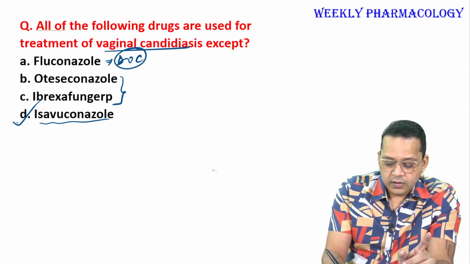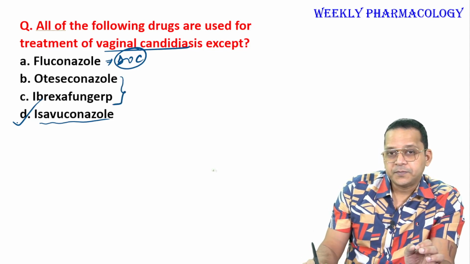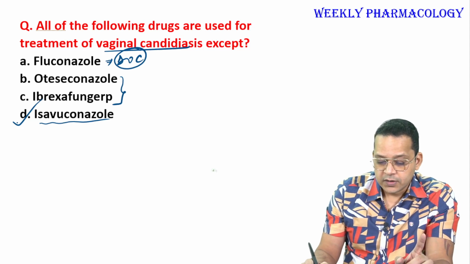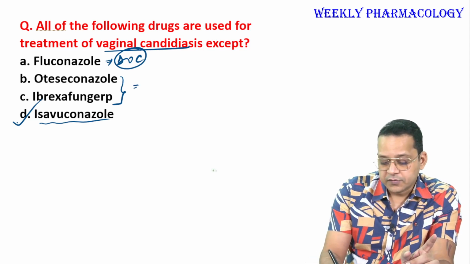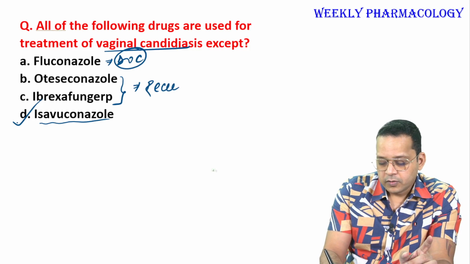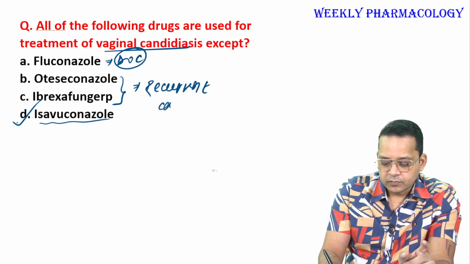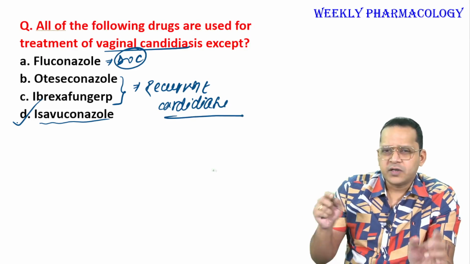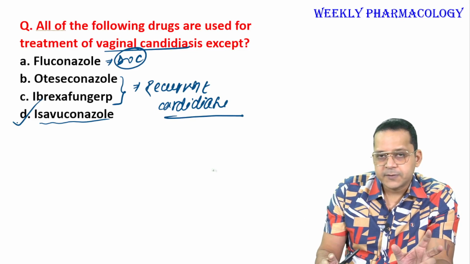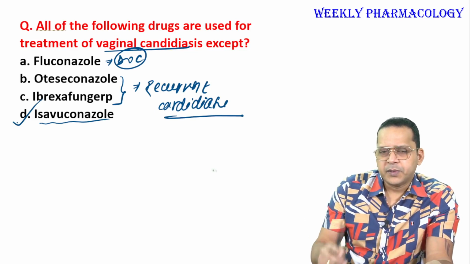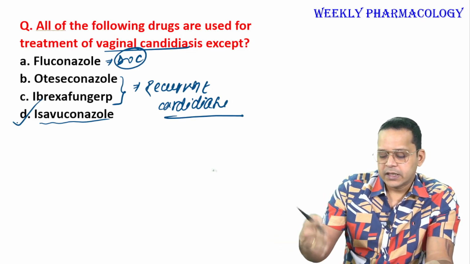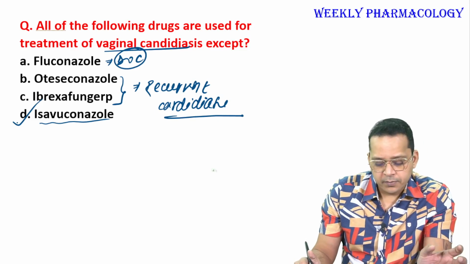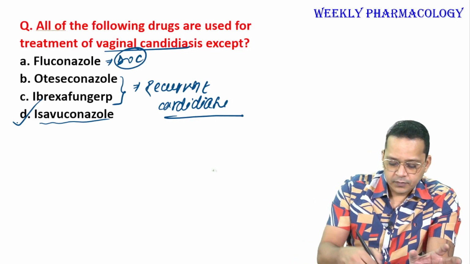Oteseconazole, ibrexafungerp. These are used for treatment of recurrent candidiasis. So I should not start my treatment with these drugs. Fluconazole first, and if the patient is having repeated episodes, then in that case I can use oteseconazole or ibrexafungerp.